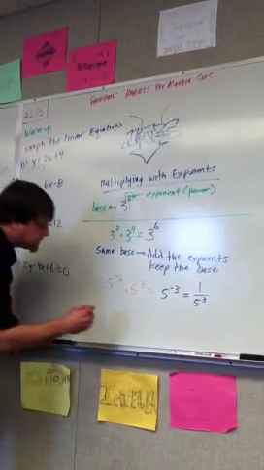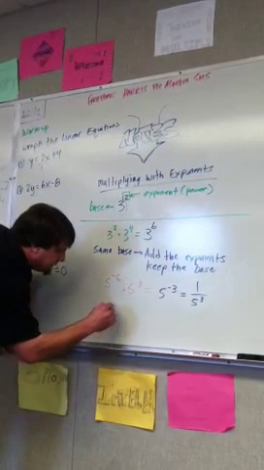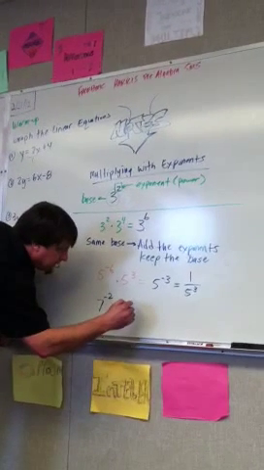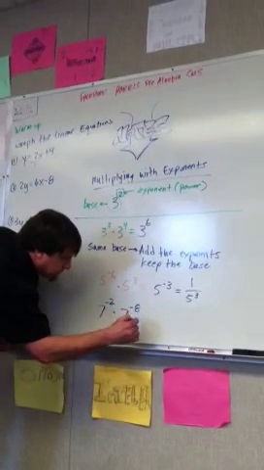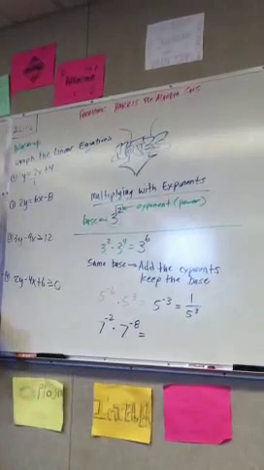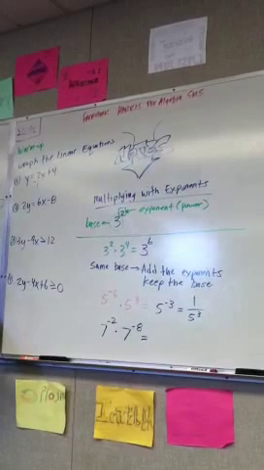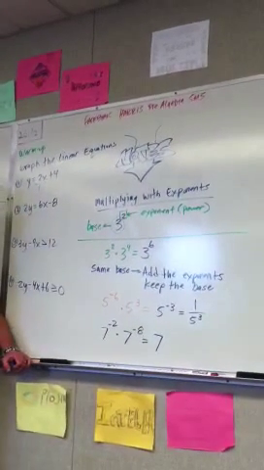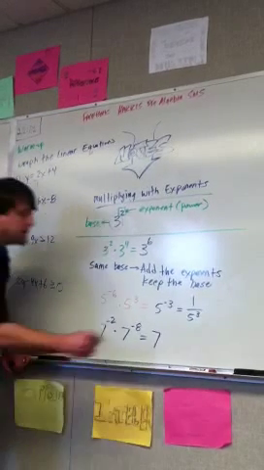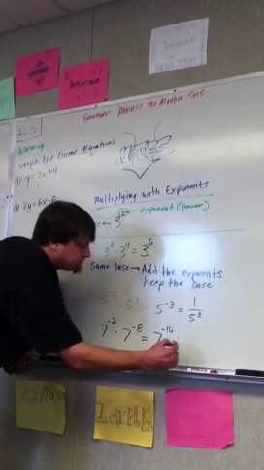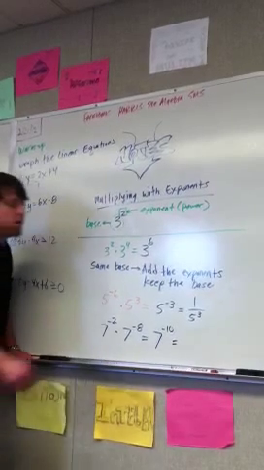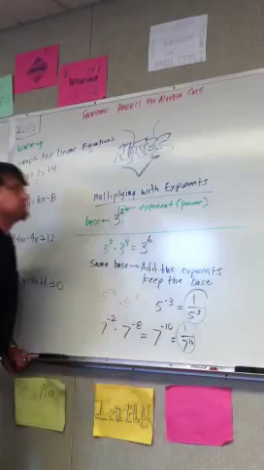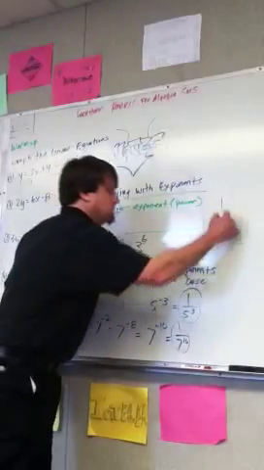Let's try one more. Let's try 7 to the negative 2 times 7 to the negative 8. Base is the same? Base stays the same. So I'm going to continue with a 7 to the what? To the negative 10, which is equal to 1 over 7 to the 10th. That's your answer. That's good? That's easy. It's all good.